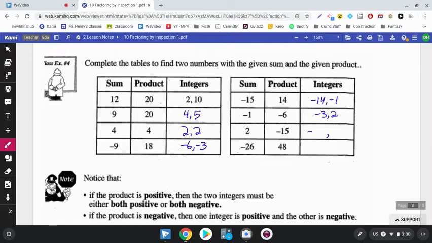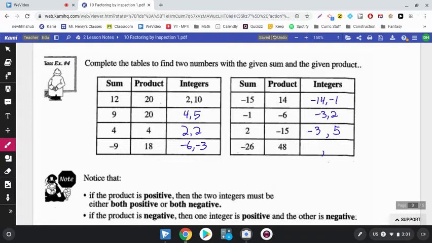So add to 2, product of negative 15. Because it's a negative product, I know one of them is going to be negative and one of them isn't. And then I think, well, multiplying to 15 could be 1 and 15. I don't really know how that adds up to 2. And I think 3 and 5. Well, yeah, 3 times 5 is 15. And if it was a negative 3 and a positive 5, you add those together, you get 2. Absolutely.